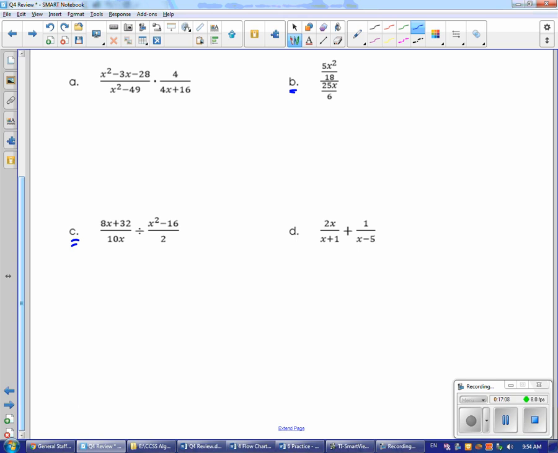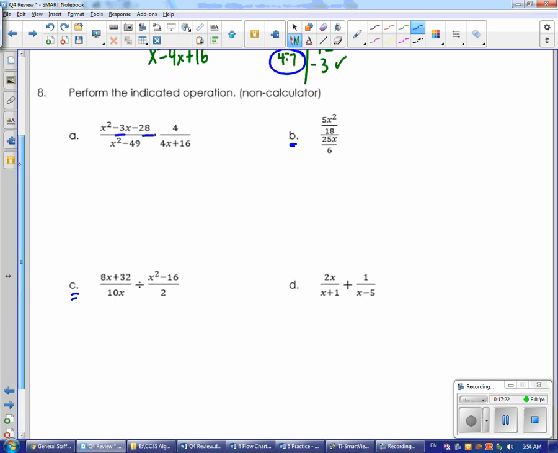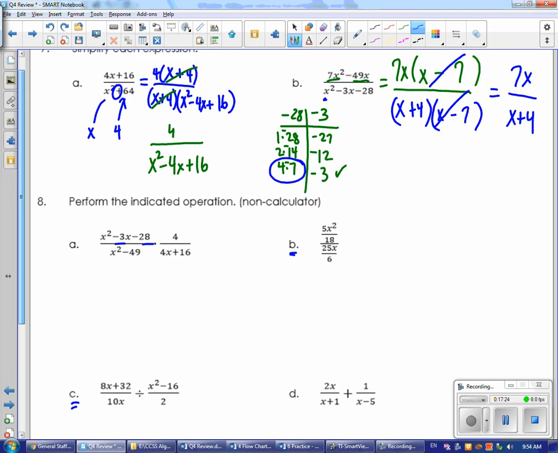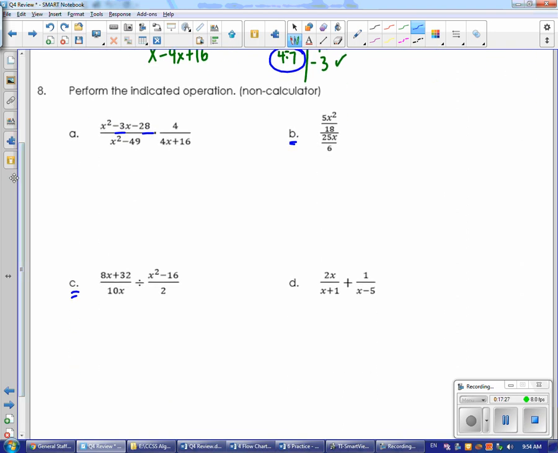But as it's written, there's nothing that I can do to simplify. I can't cancel anything as it's written. So what I want to do is factor each of these expressions so that I can look at it in a way that can be canceled. With this expression here, I think it's the same expression that we factored in letter B above. So I know this first fraction will have an x minus 7 and an x plus 4.